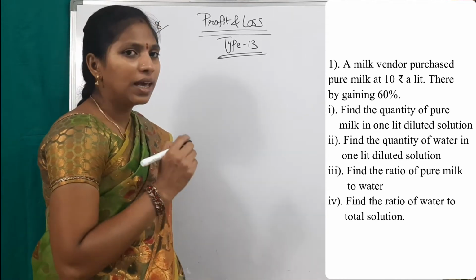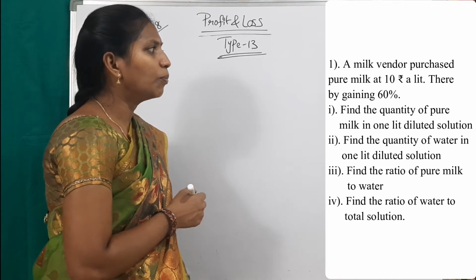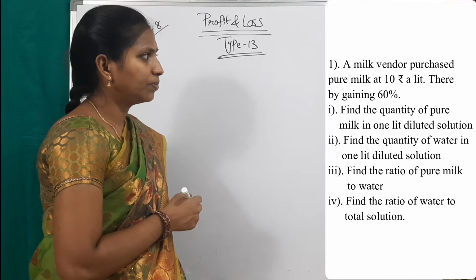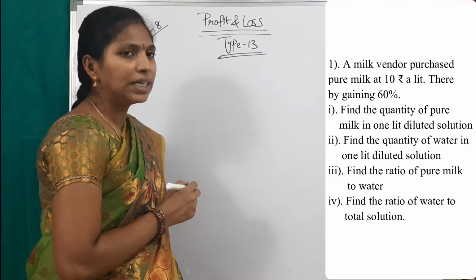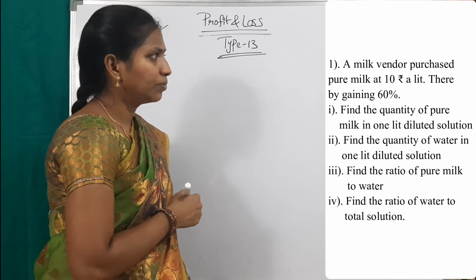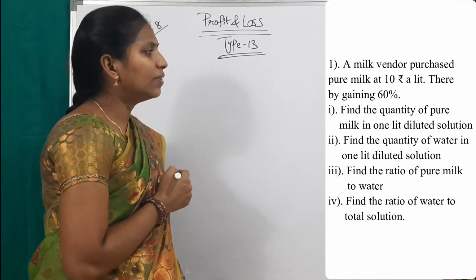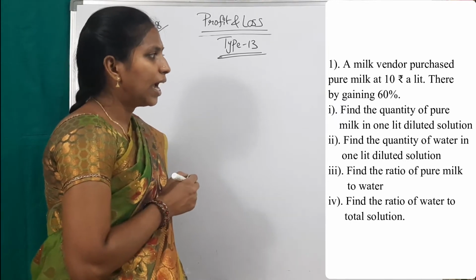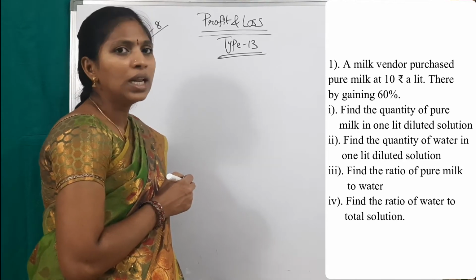Okay, now see the sub questions. First, find the quantity of pure milk in 1 liter diluted solution. Second, find the quantity of water in 1 liter diluted solution. Third, find the ratio of pure milk to water, and fourth, find the ratio of water to total solution.